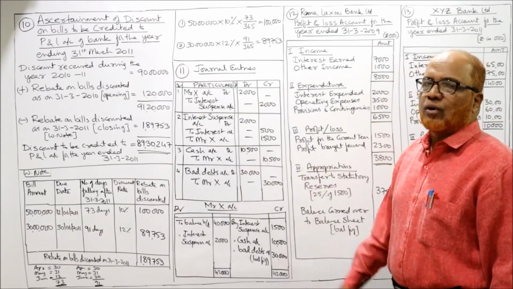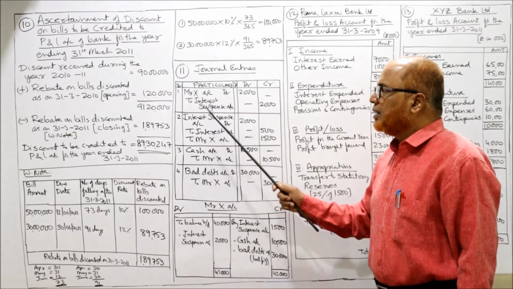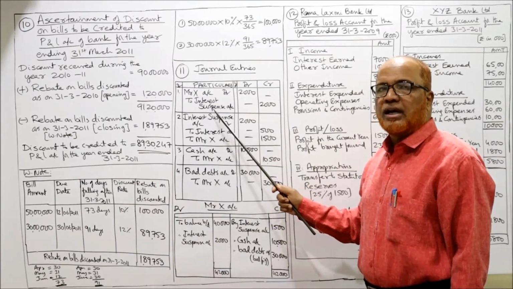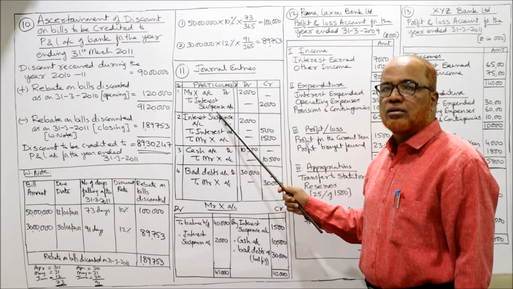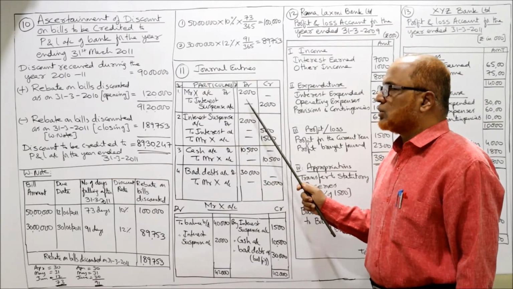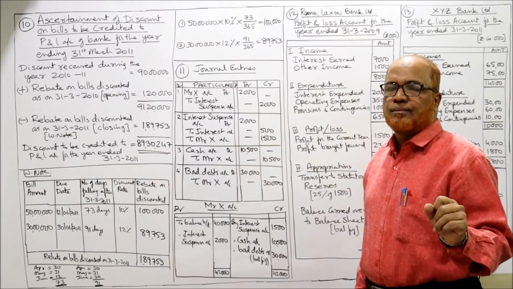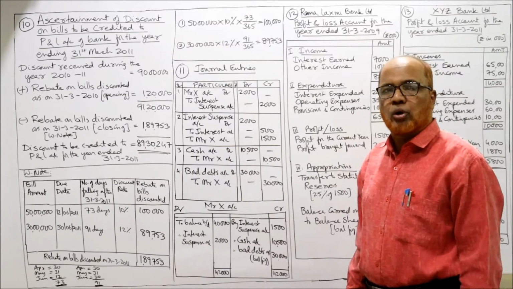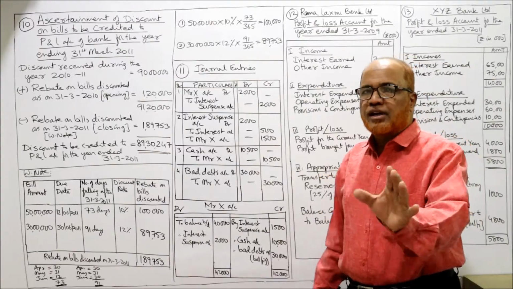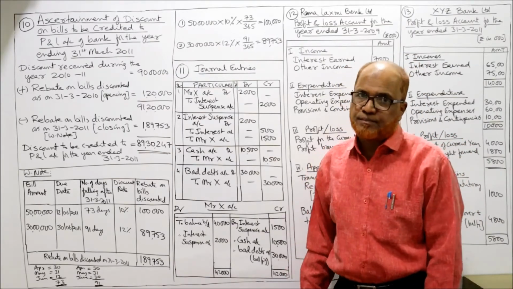Now, first of all, interest of rupees 2,000 is due. So entry will be Mr. X account debit to interest suspense account 2,000. Being the interest due from Mr. X whose loan amount is doubtful. इंटरेस्ट को क्रेडिट नहीं करेंगे, इंटरेस्ट सस्पेंस को क्रेडिट करेंगे क्योंकि नॉन परफॉर्मिंग एसेट.